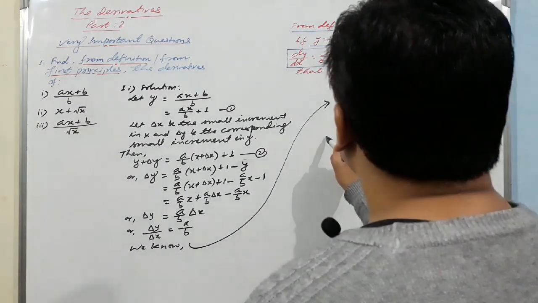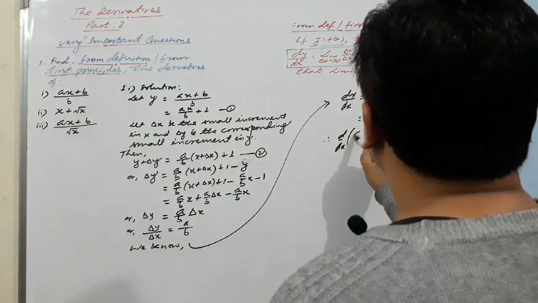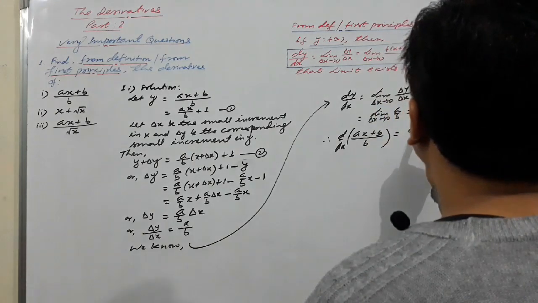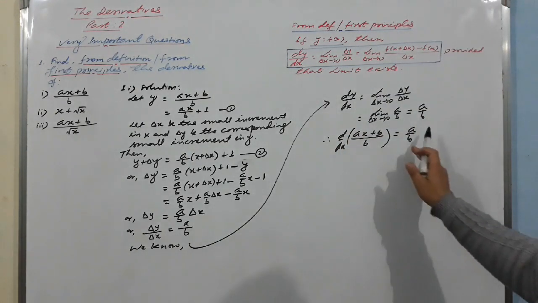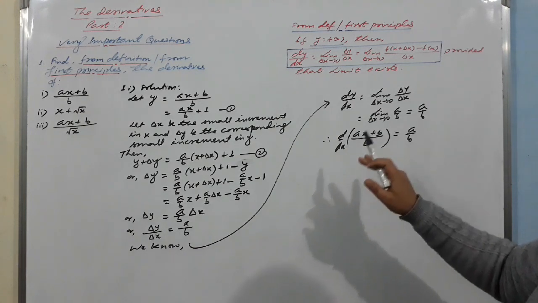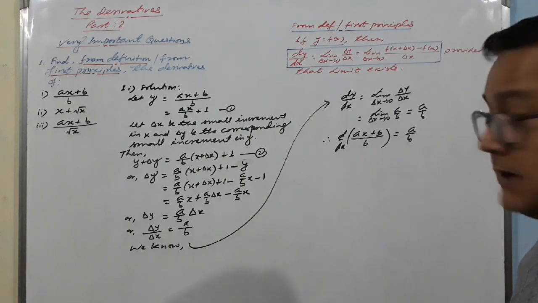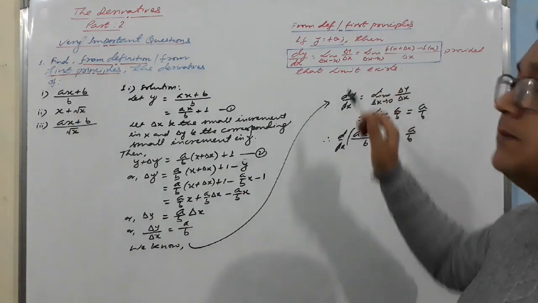So therefore we can say the derivative of (ax plus b) over b is equal to a over b. This is the derivative of this function by using first principles, or from the definition, or by using the delta method, you can say. So easy. And how you have to get the value of delta y by delta x.